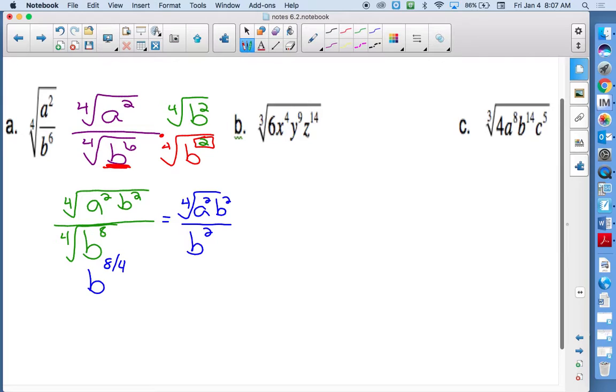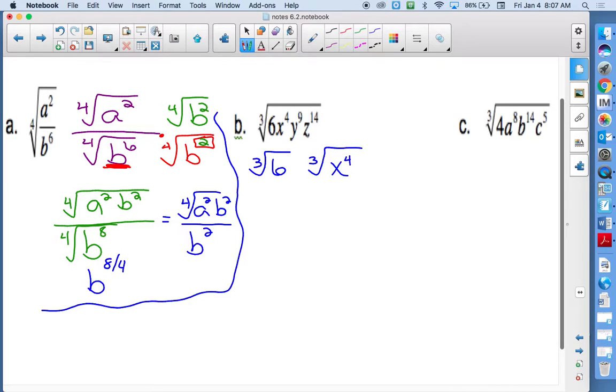They're tricky to think about. There's a lot of different rules and properties that you have to think about with all these exponents. So letter B, we now have just a multiplication problem, but it has a lot of different variables. So you're looking at the cube root of 6, the cube root of x to the 4th, y to the 9th, z to the 14th.